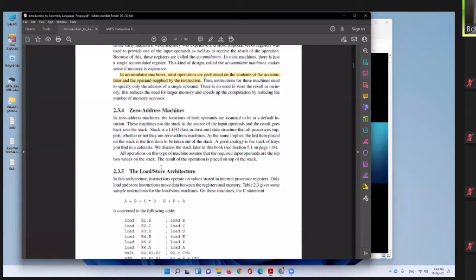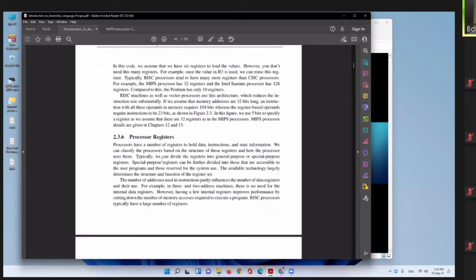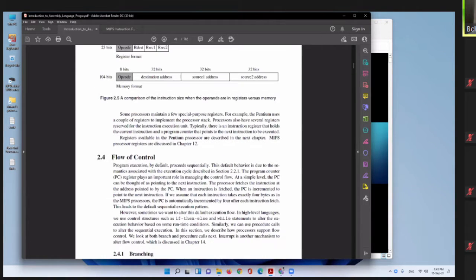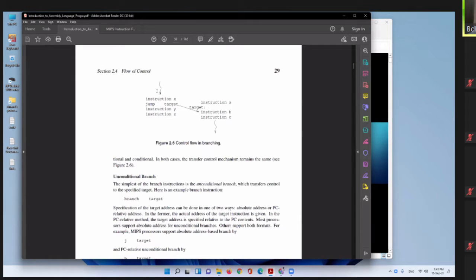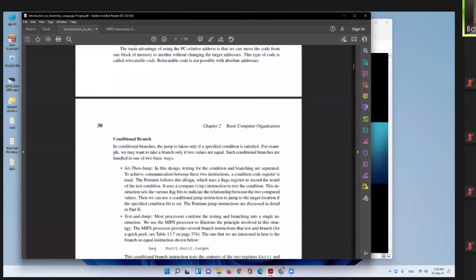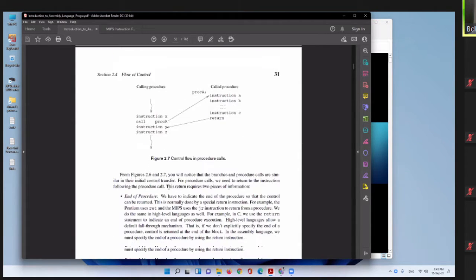0 address machine, 1 address machine, load store architecture, flow of control, branching. This is the branching jump. And then flow of control, procedure call. That is the procedure call. That is, you go to the other part and then come back again.